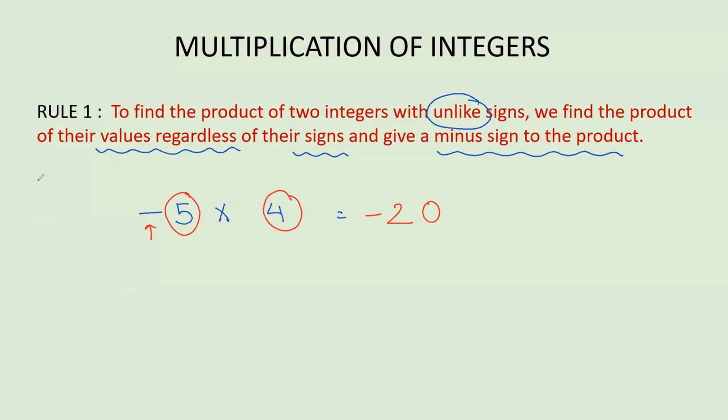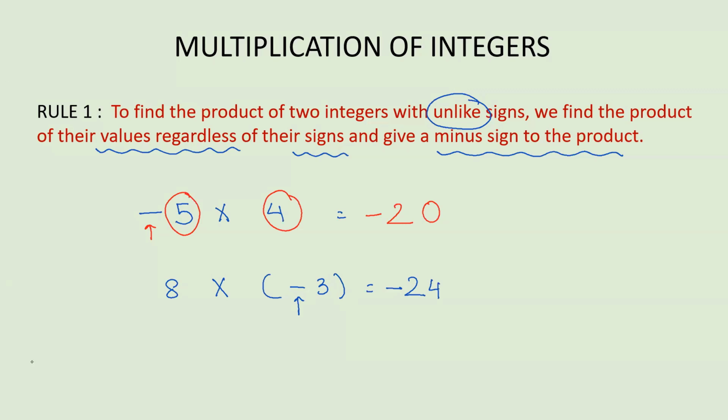Now let us take another example. Say if I take 8 and I am multiplying it to -3. One is a positive sign and the other is a negative sign number, integer. What do? We simply find the product. 8 3s are 24 and we give the answer the minus sign. Very simple. Now let us move on to the next rule.